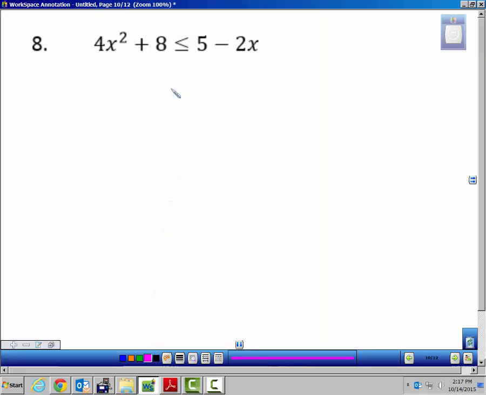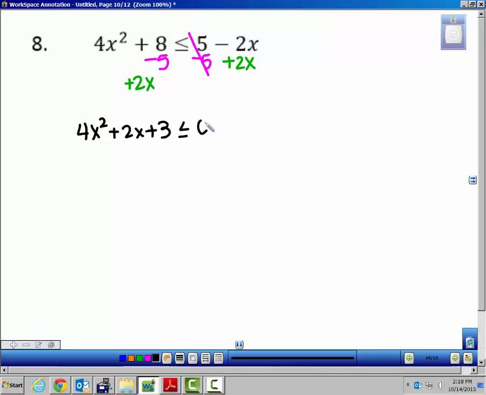So for this one, I don't have the function all on one side of the inequality, so I need to move these two terms over. So I'm going to subtract the 5 over, and I'm going to add the 2x over. I'm doing this all in one step. If you want to do it as two separate steps, you can. But notice, these two can be combined because they're constants. The 2x isn't going to be able to be combined with anything. So I end up with 4x squared plus 2x plus 3 is less than or equal to 0, because everything cancels out over there. You're left with 0.